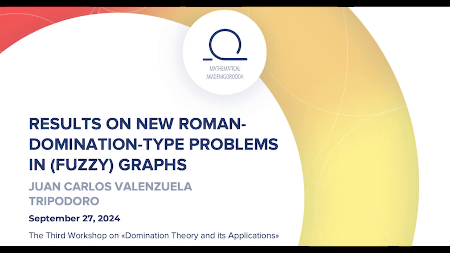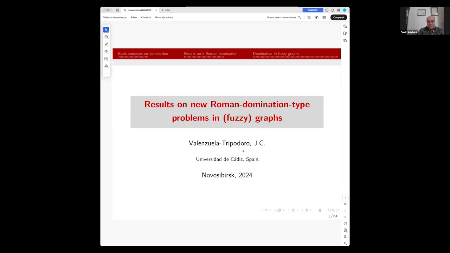Thanks for coming. I'm pleased to introduce the next speaker, Professor Juan Carlos Valenzuela Tripodoro from the University of Cadiz, Spain. The title of his presentation today is Results on Roman Domination Type Problems in Graphs. Juan, please. Thank you very much.